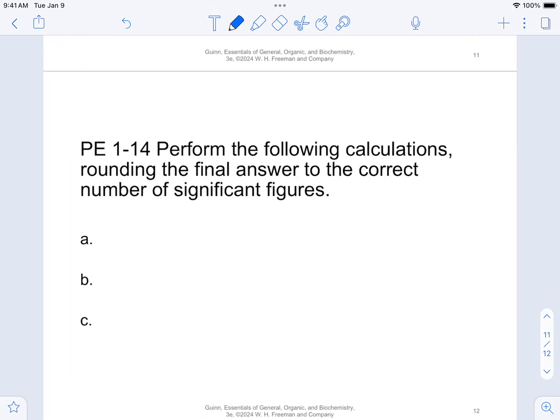So here we are performing the following calculations. And again, I'm sorry this did not copy over.